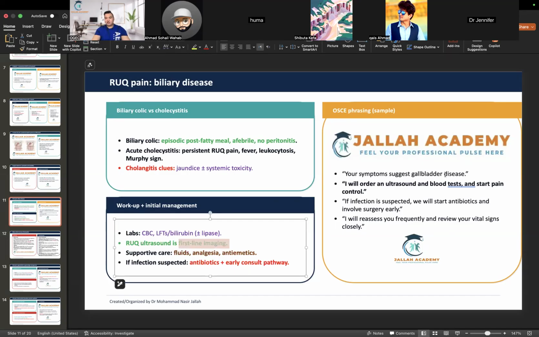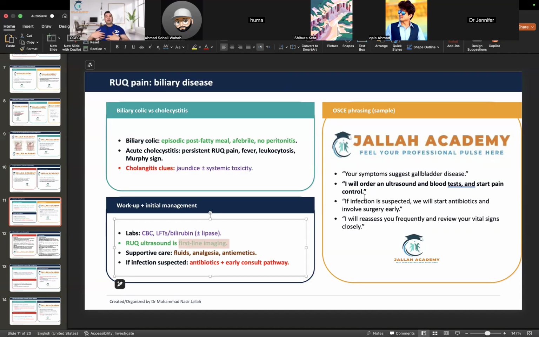So the OSCE phrasing: your symptoms suggest gallbladder disease. Say you have a patient with upper quadrant pain, especially episodic or persistent right upper quadrant pain. So it has something to do with the gallbladder, right? And you start like this with the patient: your symptoms suggest gallbladder disease. I will order an ultrasound and blood tests and start pain control. Since you have pain, I will offer you a painkiller.